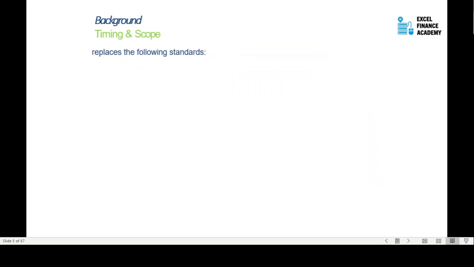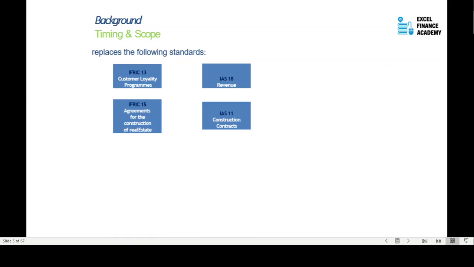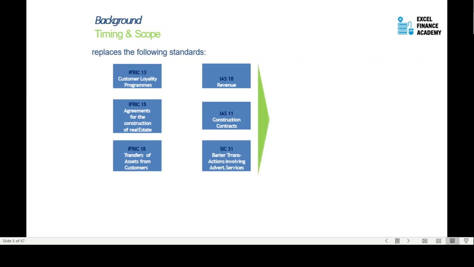This IFRS 15 is going to replace certain accounting standards, which are IFRIC 13 customer loyalty programs, then you have IAS 18, which was the old revenue recognition standard. Then you have construction contracts, which is also being replaced. Agreement for the construction of real estate, IFRIC 15 and 18. And then you have SIC 31, which is barter transactions. All these accounting standards and certain explanations have been replaced by this one IFRS 15.